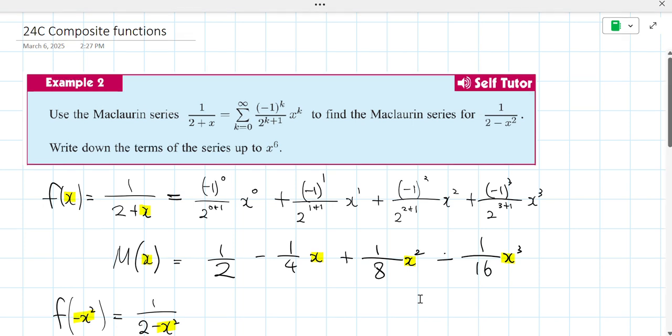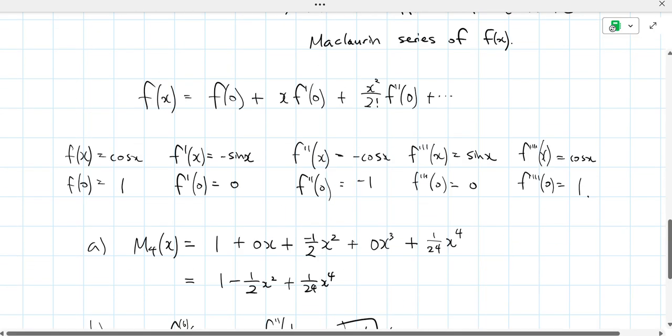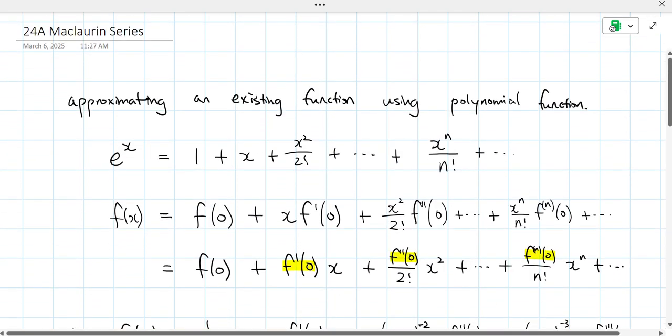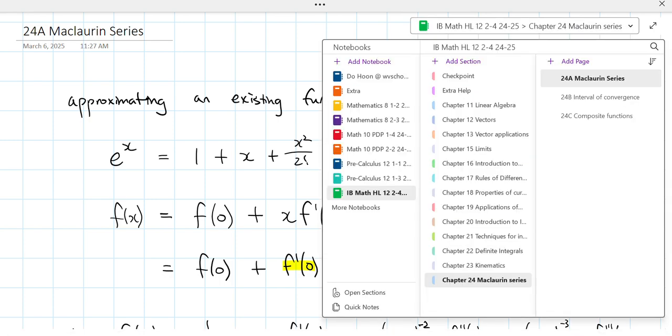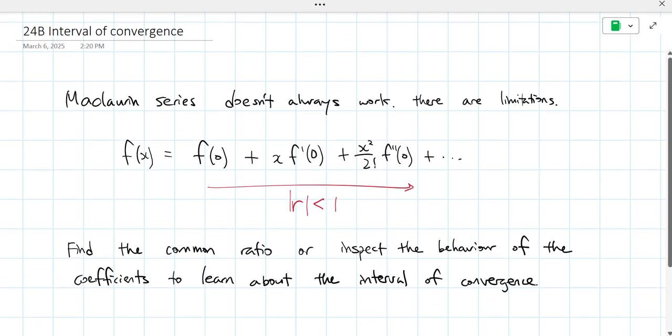All right. So let's continue our journey with the Maclaurin series. I also have loaded some questions that you can try on Google Classroom. Tons of questions to do. So, what is the Maclaurin series? Once again, the Maclaurin series is approximating an existing function using a polynomial function, and we already have the formula in the formal booklet for that, so that's not a problem.